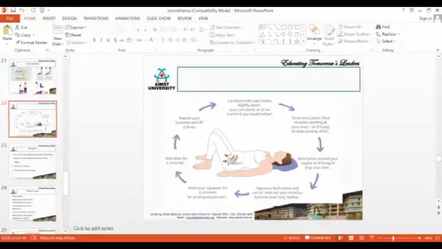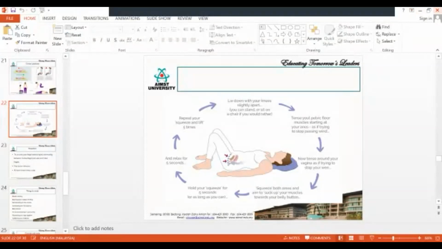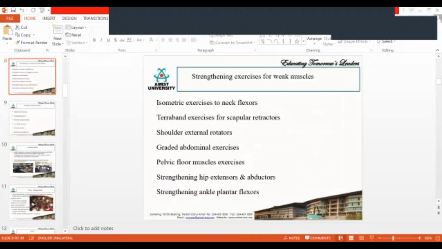If you contract and hold for 10 seconds, then that is your slow. Then you can also do a mixed method. Mixed means too fast, too slow, too fast, too slow, like that. So that will be your mixed method. Okay, so that is your pelvic floor muscle.